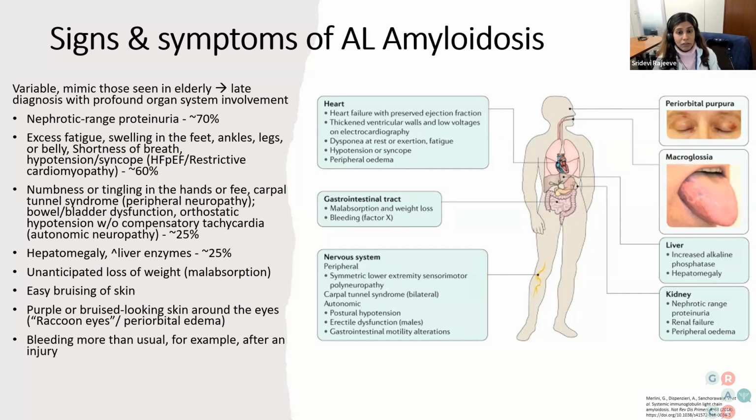Patients who have amyloidosis may have easy bruisability of the skin, and that is very remarkably demonstrated in some patients who spontaneously bleed into their eyelids, and this is called periorbital edema or periorbital hematoma. And in fact, it has a moniker called raccoon eyes because of the hematoma or the blood collection around the eyes. So these are, for the vast majority of patients, the signs and symptoms with which they present.